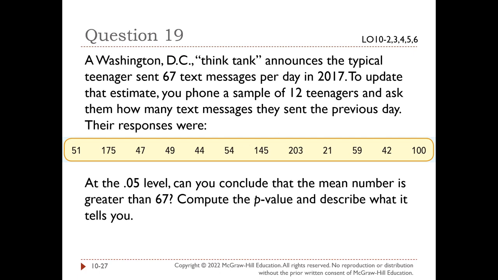All right. So let's first off do step one, which is, of course, dealing with our hypothesis. Okay, so the question asks, can you conclude that the mean number is greater than 67? So again, our alternative is always what the question asks. So they're asking, is the mean number greater than 67? Okay, so that would mean our null has to be the opposite, which is less than or equal to 67.